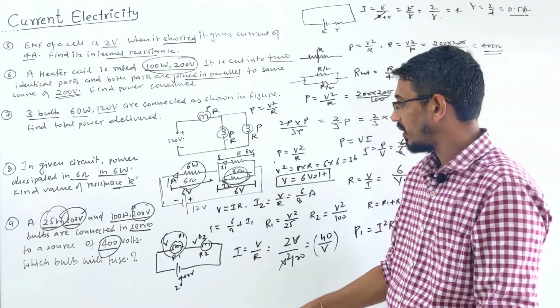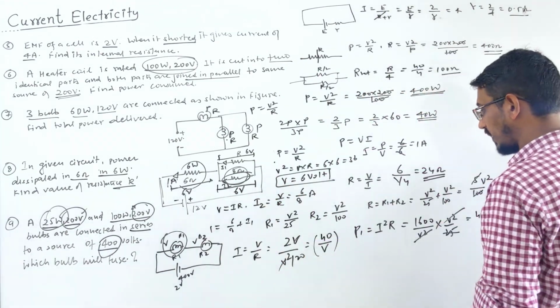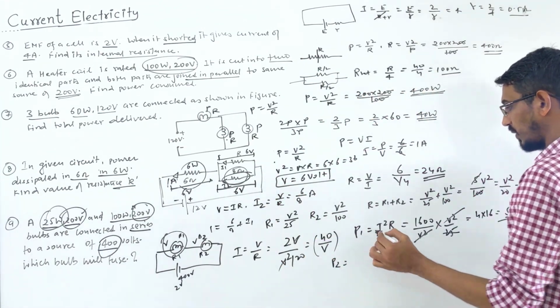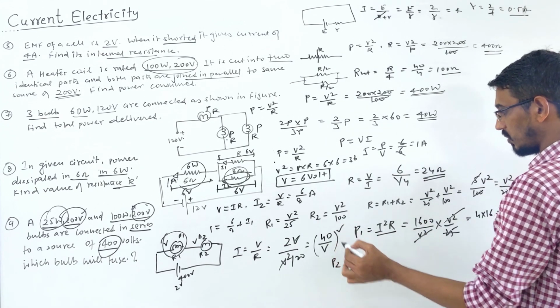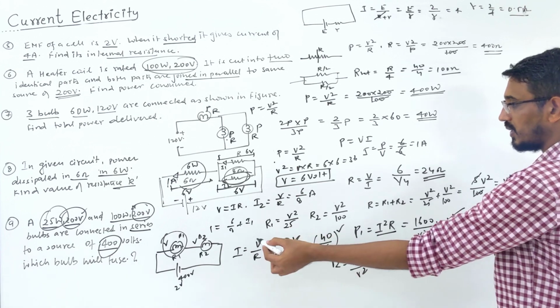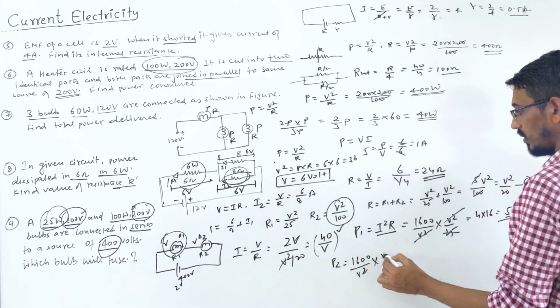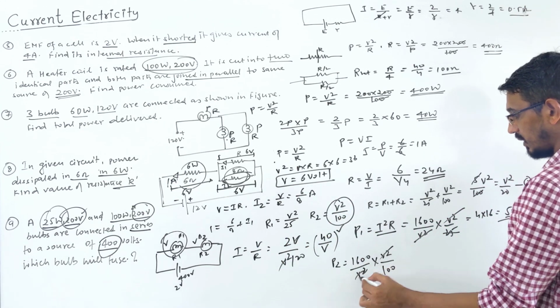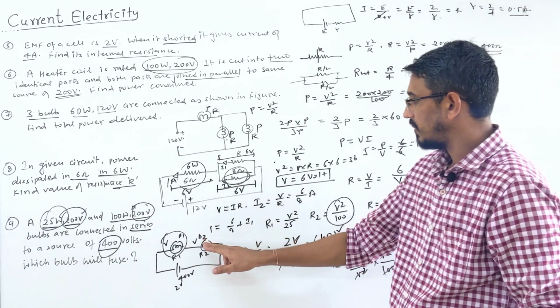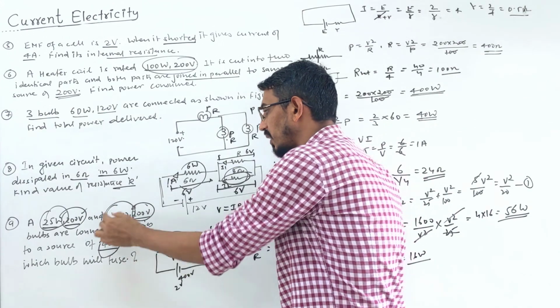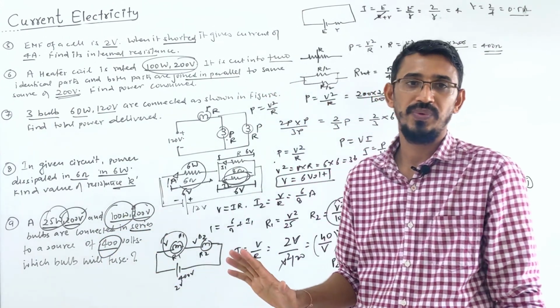Right? In the same way you can check for the other bulb also. For the second bulb, what is happening? P2 is, same formula, I square R. Current is the same, 1600 by V square. This is the current square, into the resistance of this bulb, V square by 100. V square gets cancelled, just 16 watt is coming. How much power is coming to this bulb? 16 watt. What's the rating? 100 watt, right? So this bulb will not fuse.